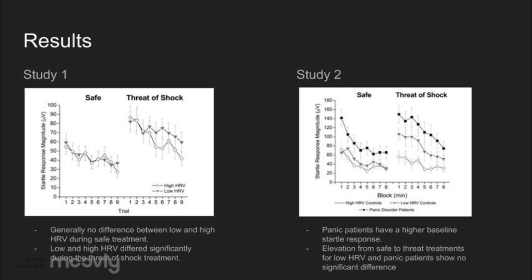For Study 2, panic patients experienced a higher baseline startle response as expected. The control group was represented by high and low HRV, similar to Study 1. In comparison to the high HRV control group, panic patients showed a significantly higher heart rate. The elevation from safe to threat between the low HRV participants and the panic patients were not statistically significant. Panic disorder patients had high startle response magnitudes during the threat treatment, where the high HRV participants did not experience much change. The introduction of the threat of shock led to a distinct startle potentiation.